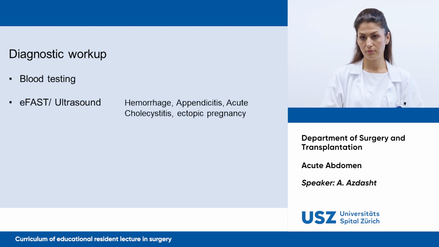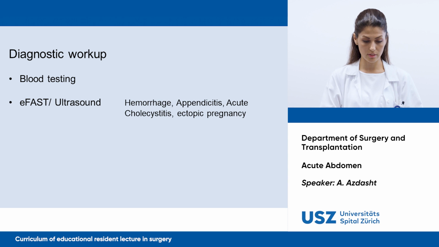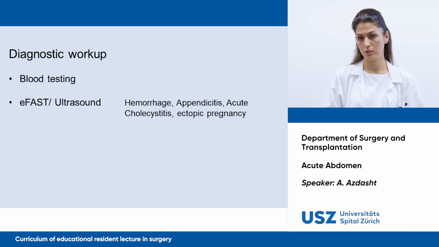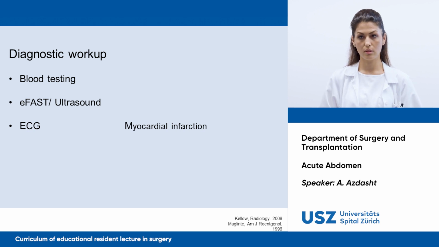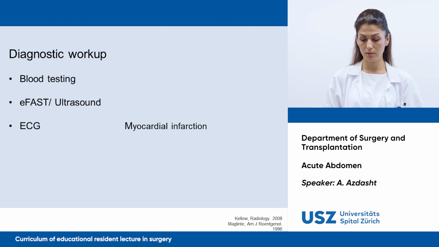An EFAS is done if hemorrhage is suspected, or ultrasound in general if you think that the patient might suffer from an appendicitis, cholecystitis, or also ectopic pregnancy. An ECG is mandatory if the patient has upper abdominal pain. This is really mandatory. You need to do that to rule out a myocardial infarction.